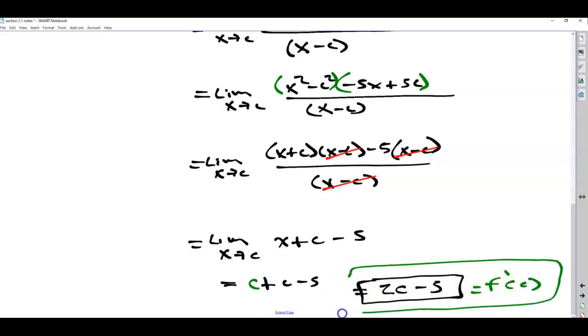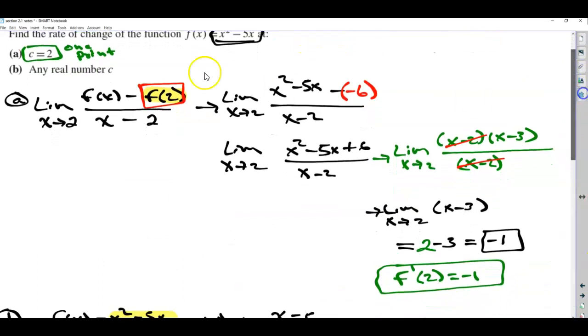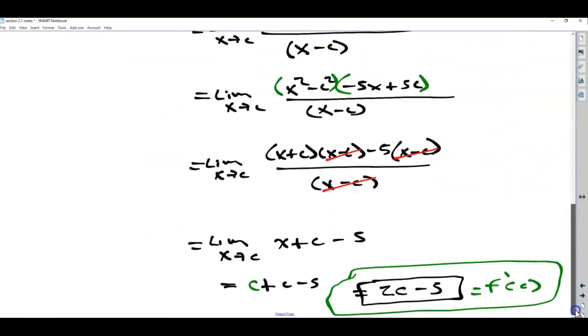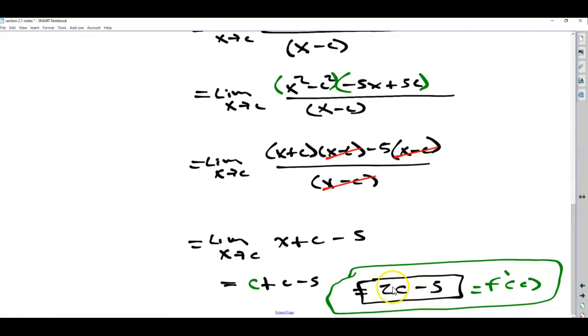So why is that beneficial? Well, what if c was 10? Instead of doing all this work every time, I could plug 10 in here. 10 times 2 is 20. 20 minus 5 is 15. The slope is 15 when c is 10. What if I went back to the very first problem we just had, part A? What if c was 2? Didn't our answer give us -1? Let's plug in here. If c was 2, 2 times 2 is 4. 4 minus 5 is -1. So this is a really convenient way to do it.